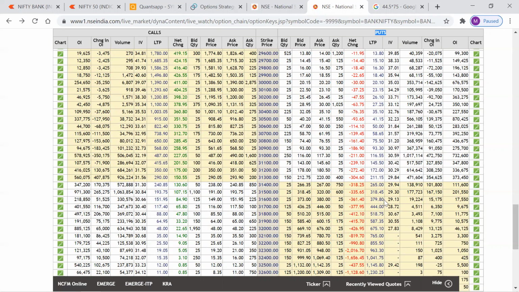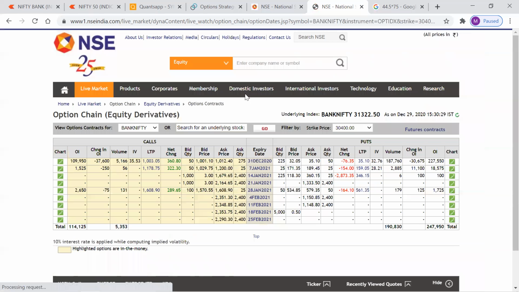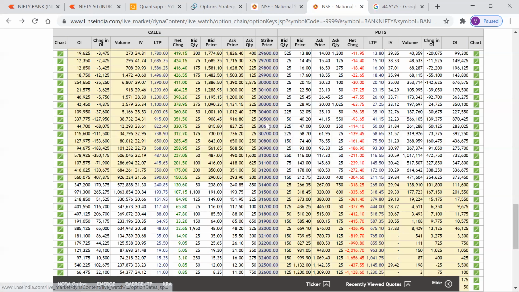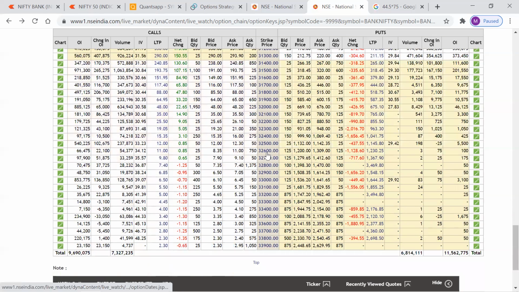I repeat, 31,300 and 31,400 are at the money strikes. And if you select the 30,400 call, that belongs to the yellow area, which is an in the money call strike. If you select the 32,600 call, it belongs to the white area, so it is an out of the money call strike.